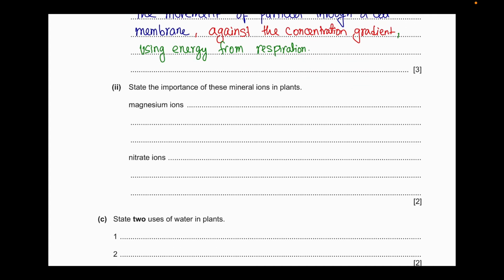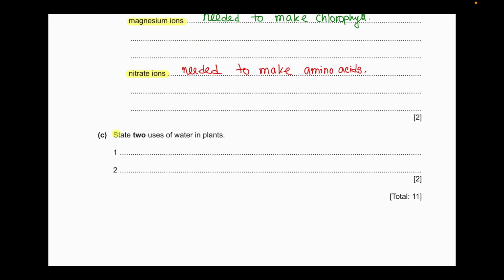Next question. State the importance of these mineral ions in plants. Magnesium ions. Magnesium ions are needed for making chlorophyll. Nitrate ions. Nitrate ions are needed to make amino acids. Next question. State 2 uses of water in plants. Plants use water for photosynthesis. Plants also use water for transpiration. Other possible answers will be support, transport, and water acts as a solvent.